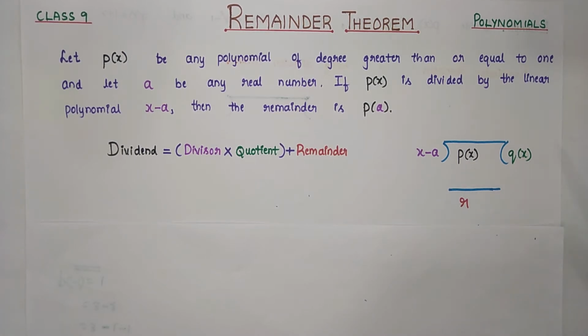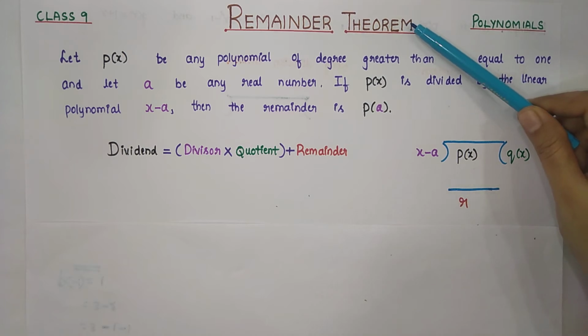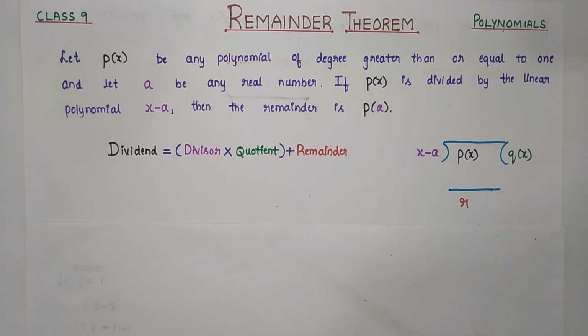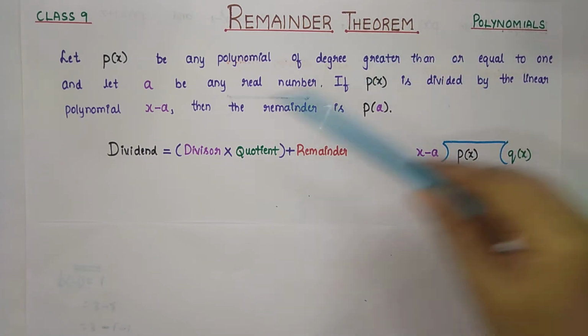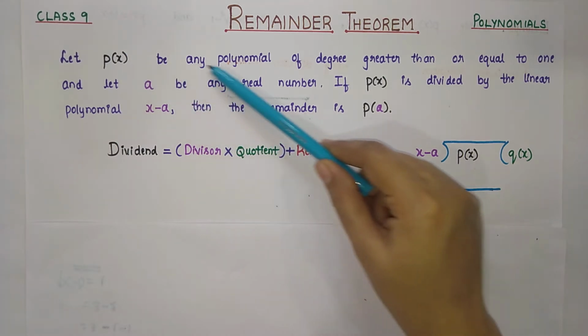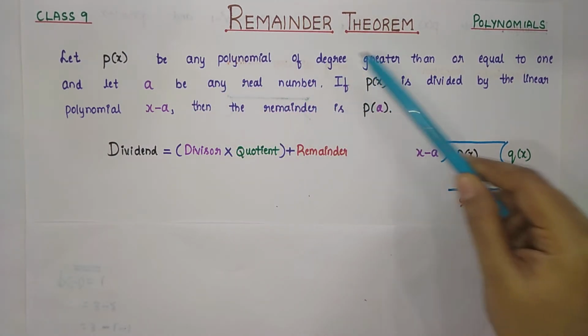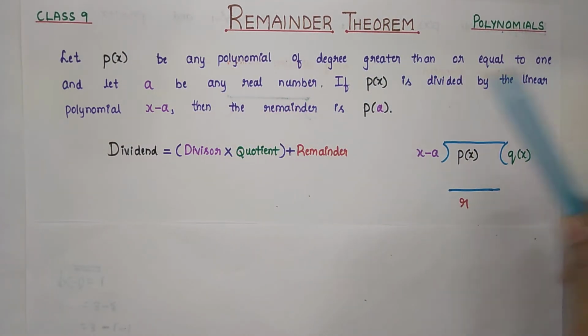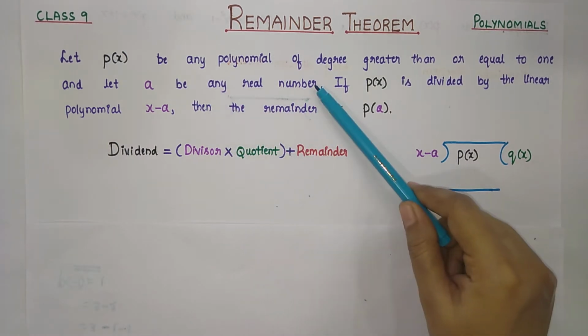In this video, let us study the statement and proof of the remainder theorem, and also let's verify that with an example by using the long division method. The theorem states that let p of x be any polynomial of degree greater than or equal to 1 and let a be any real number.